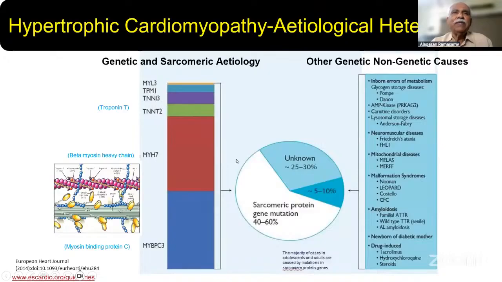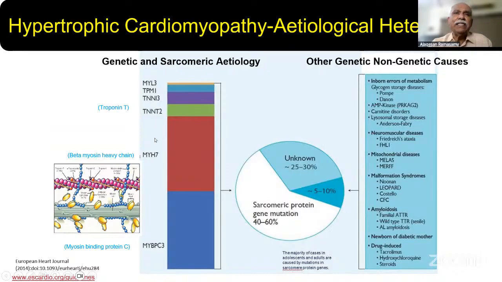Hypertrophic cardiomyopathy is a genetic disease. It is a sarcomeric gene which is abnormal, which produces the hypertrophic cardiomyopathy. The common gene abnormalities are these two: myosin binding protein C and beta myosin heavy chain 7. So these are the two sarcomeric genes which are commonly abnormal in patients with hypertrophic cardiomyopathy. There are other genes which have been described. Almost 100 genes have been described.